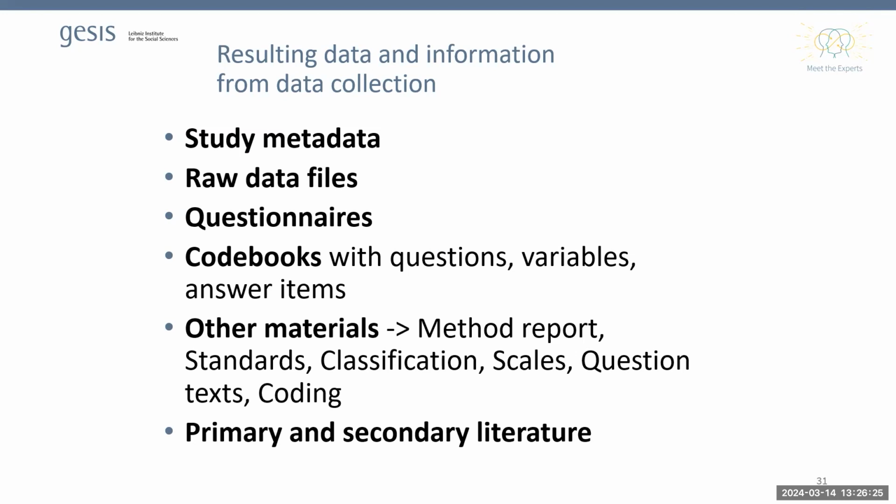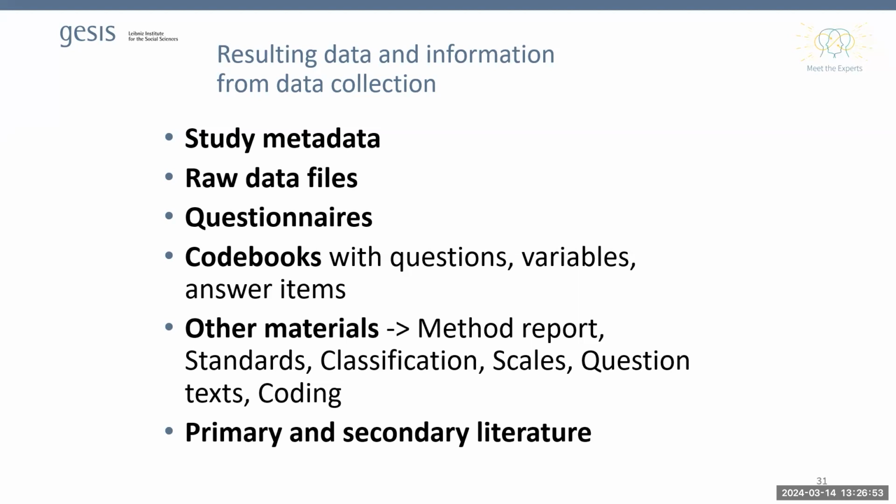For example, you have metadata on the study, which gives us the title, an abstract, what the content is, so what methods have been used. And you also have raw data files, which essentially collect all the answers. You have the questionnaire, and you also have a code book, which gives codes to questions, to variables and answer items, and you can see how they are related.